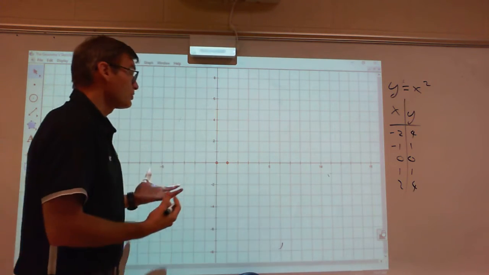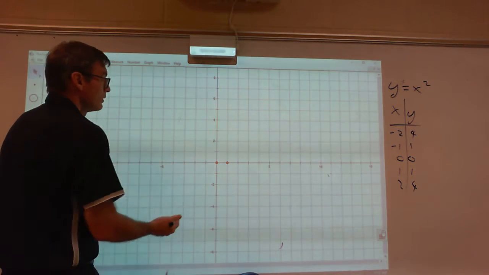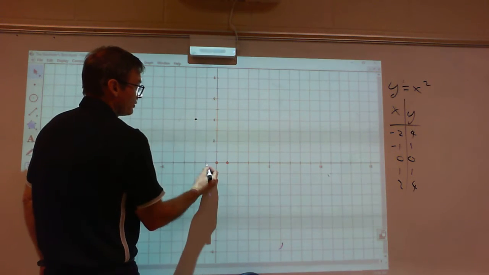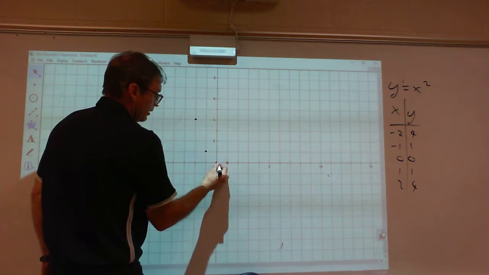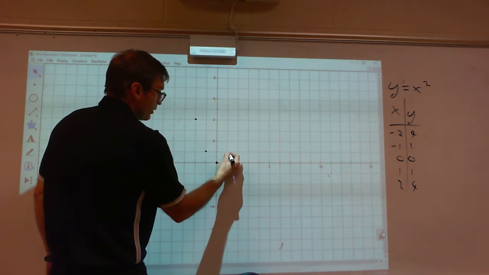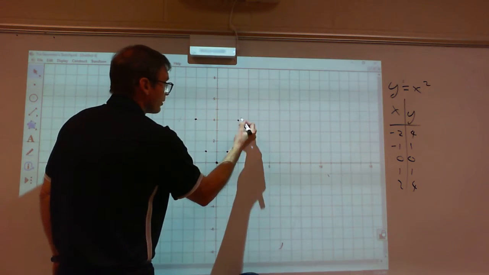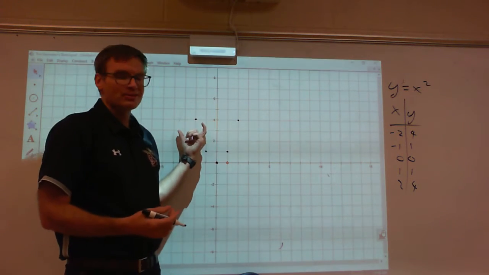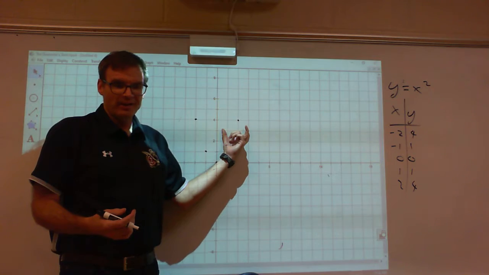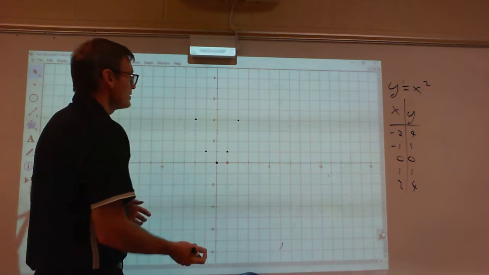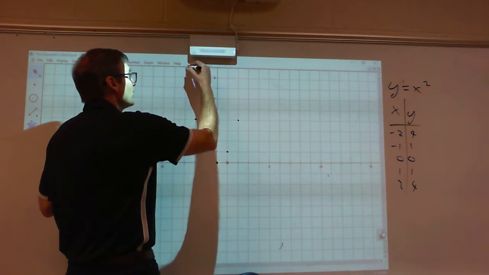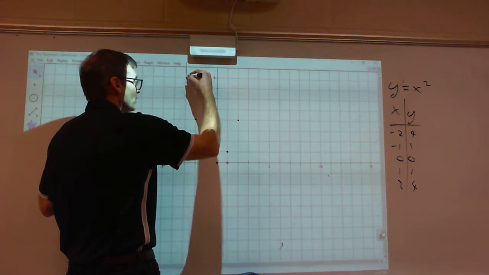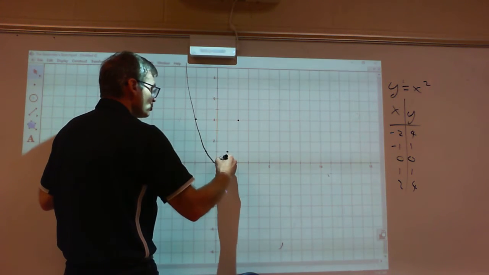And now I'm going to start plotting my points. So at -2 I'm at 4, at -1 I'm at 1, at 0 I'm at 0, at 1 I'm at 1, at 2 I'm at 4. And the thing about a parabola is once you get the dots on the left, you get the same kind of dots on the right, and now if I sort of connect my dots, I end up with this lovely U shape.